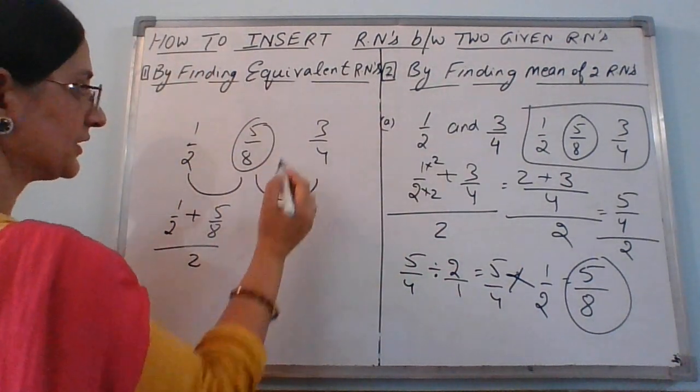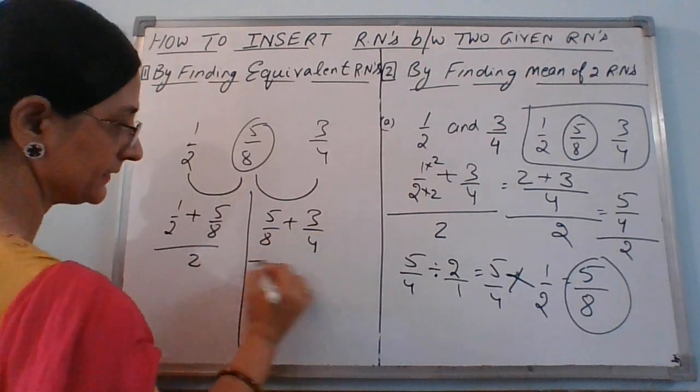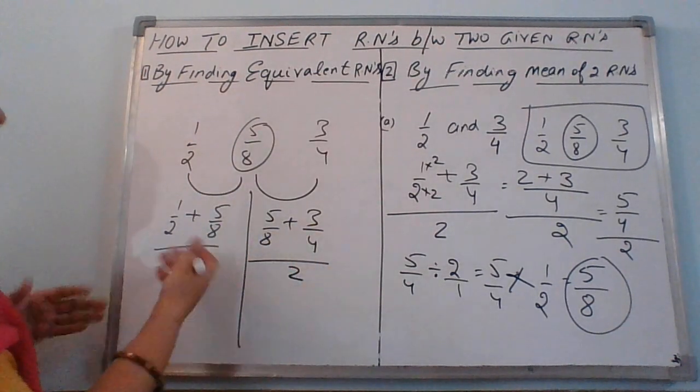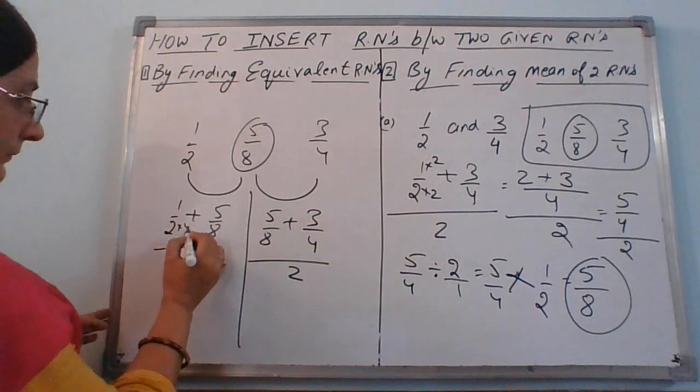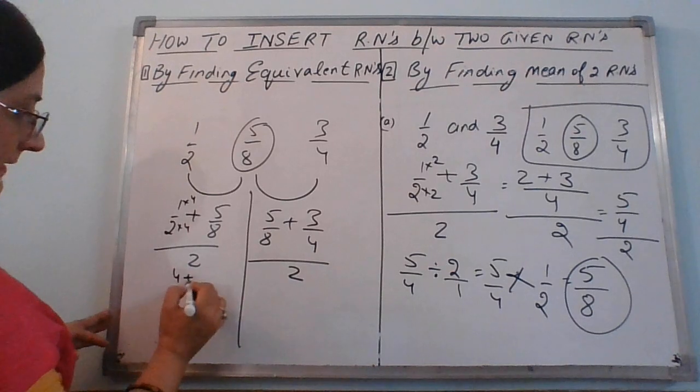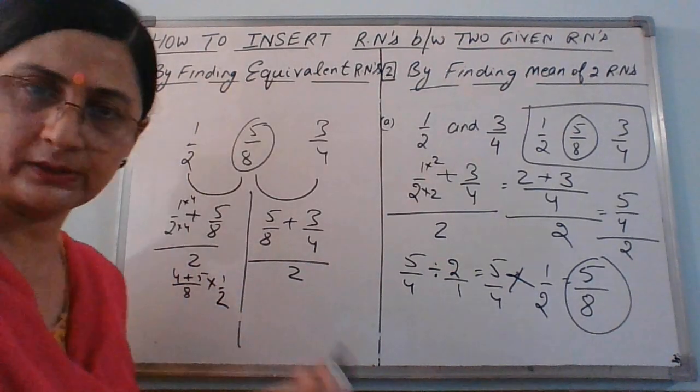If you want the one between these, 5/8 and this, just add these two fractions and divide by 2. Same process, take the LCM. Okay, I'll complete it, I'll find out for you. Here it's 8, let us make it 8, 4. So this will become 4 plus 5/8, and there was 2 below, I multiply it first, divide changes to multiply, it becomes the reciprocal, right.